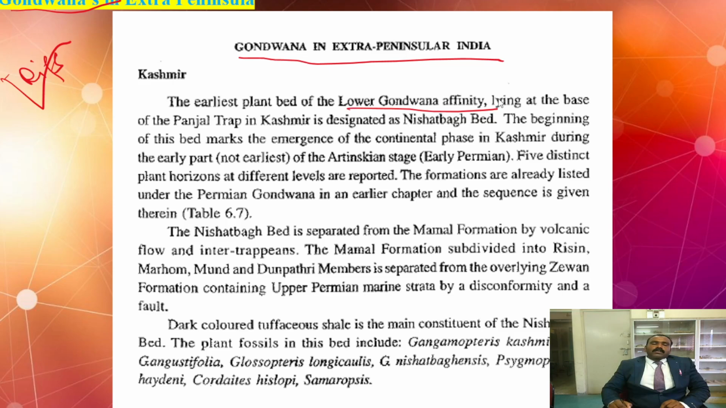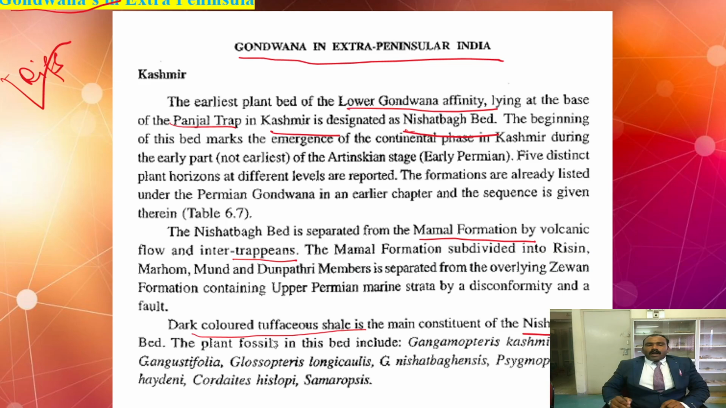the northwestern region of the extra peninsular region, particularly the Panjal traps in Kashmir, which is designated as the Nishat Bagh bed, and the beginning of this bed marks the emergence of the continental phase of Kashmir during the early part. This bed is known for the mammal formations, and those volcanic flows and intertrappean beds covered the different kinds of mammal formations, and those formations may have dark colored tuffaceous shales.